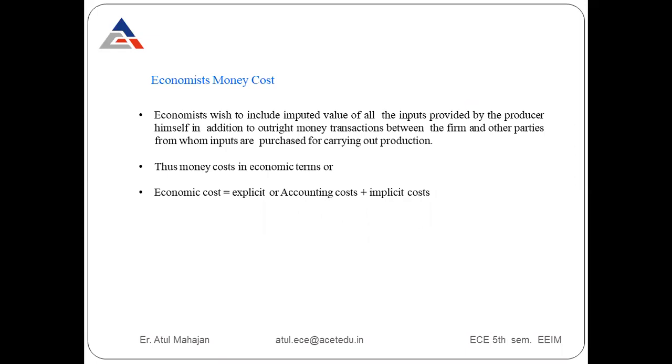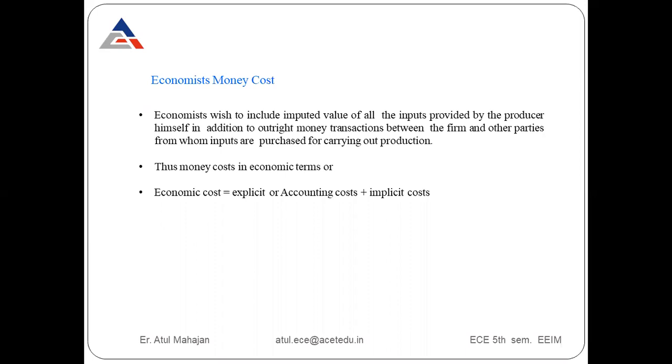Economist money cost is actually the wish to include the imputed value of all the inputs provided by the producer himself in addition to outright money transactions. Now, what is the content of the input that is being provided by the producer in addition to the outright money transactions? What is the outright money transactions and what is the input value of that produced amount? That is to be calculated using this economist money cost.